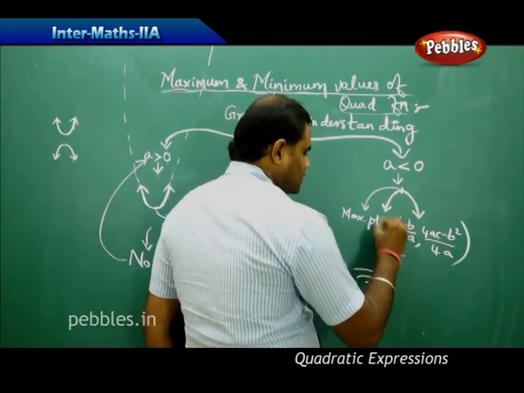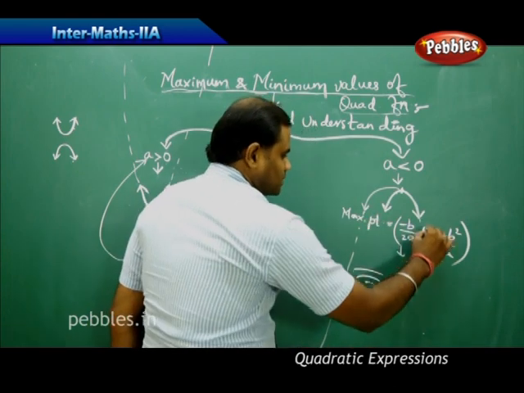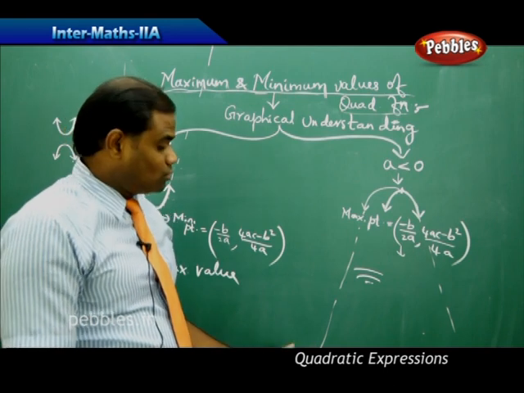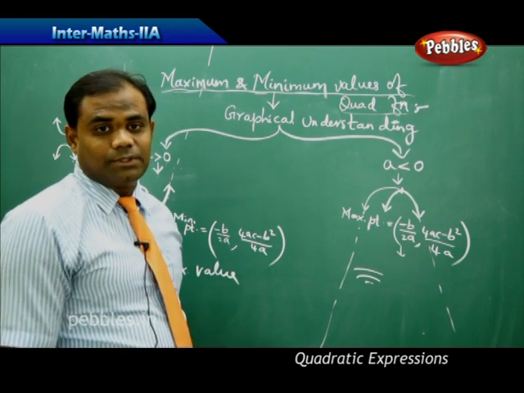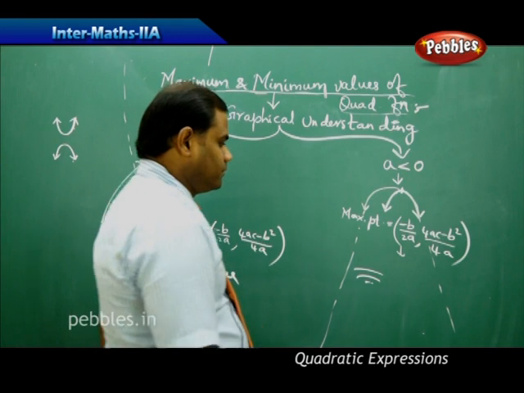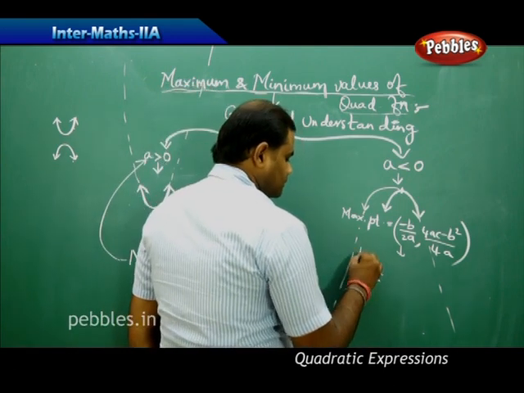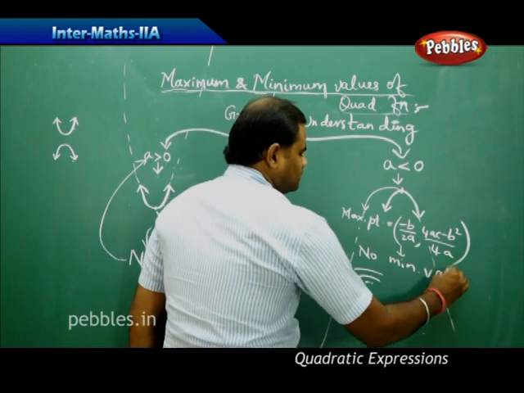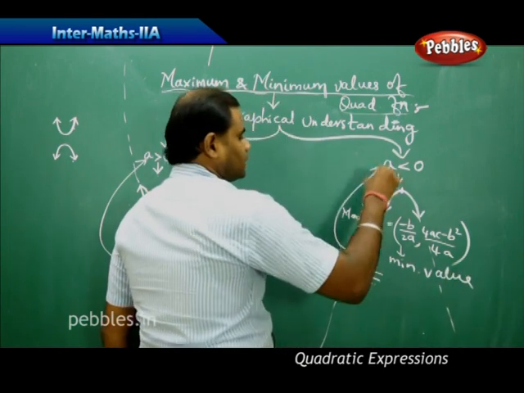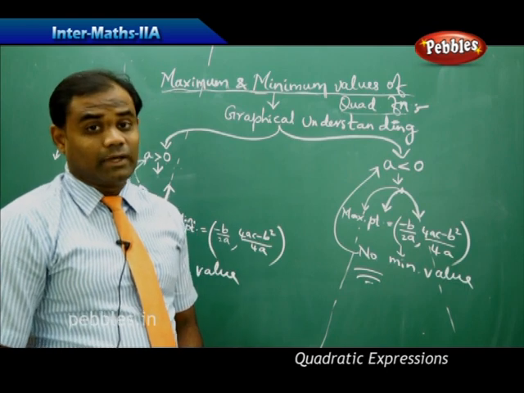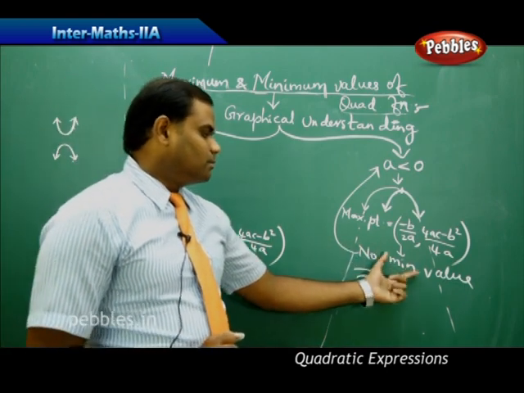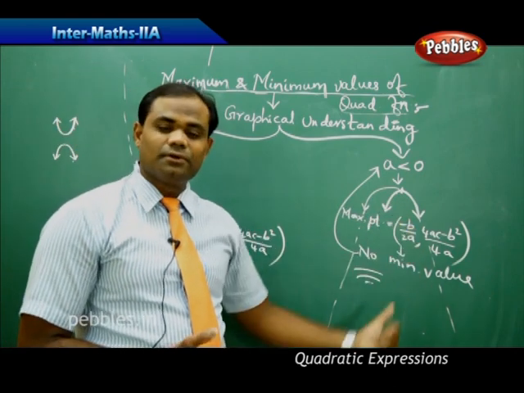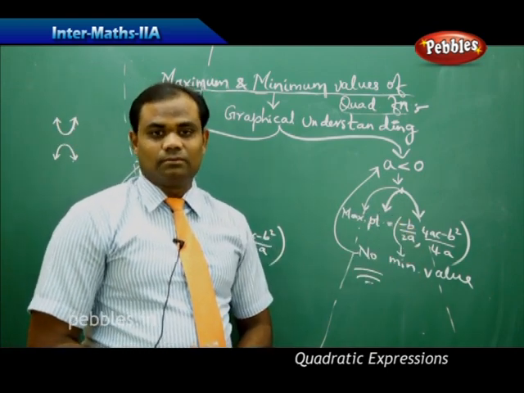Similarly, in this case, as you go down, it goes till minus infinity. That is, there is no minimum value out here. It goes till infinity. Therefore, in this case, there is no minimum value for a less than 0. This is how we understand the minimum value and the maximum value for a less than 0 and a greater than 0 respectively.